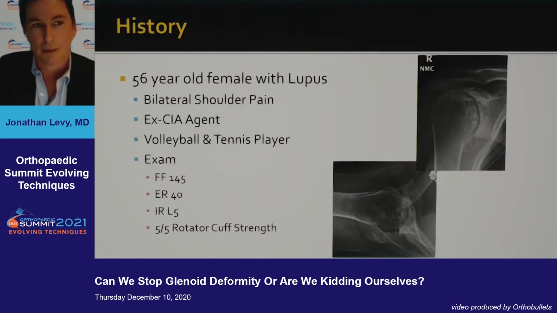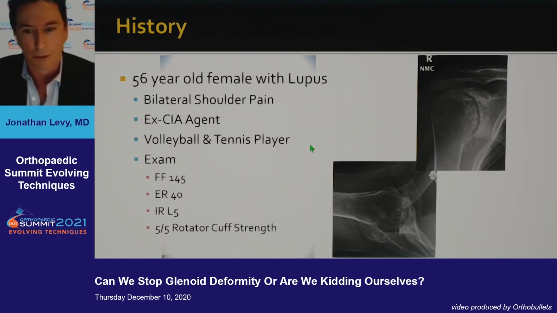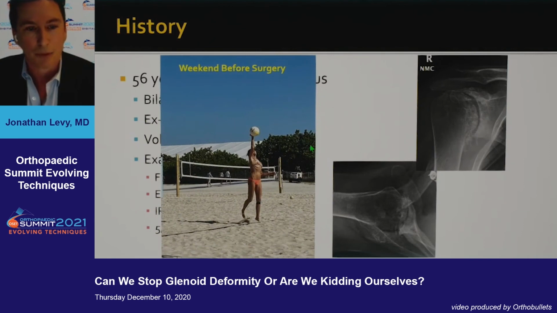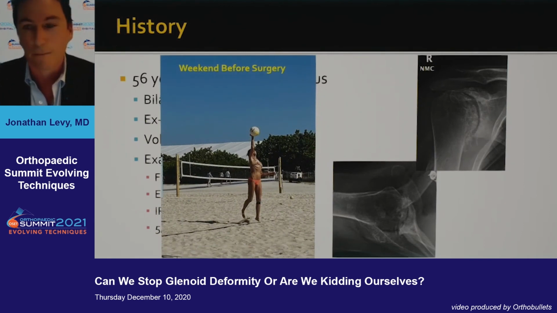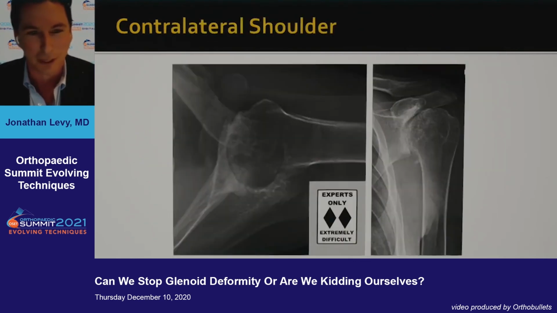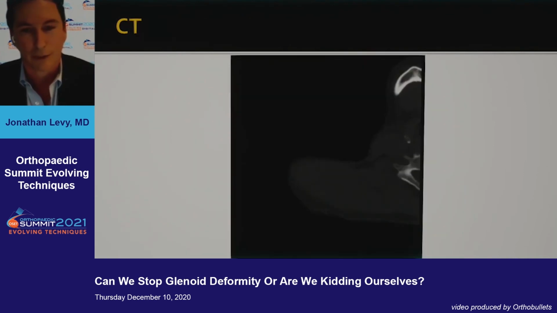And then you have these extreme cases like this 56-year-old patient, where this is past the problems of B2 and into the problems of B3. Great range of motion, bilateral shoulders look the same, and she presents with a picture of what she looked like a week before her operation. And so this is a challenge because I don't want to do a reverse shoulder replacement on this patient. So I'm going to go, and this is of course our other shoulder, I'm going to go to extreme efforts to try to make sure I can do an anatomic shoulder on her.